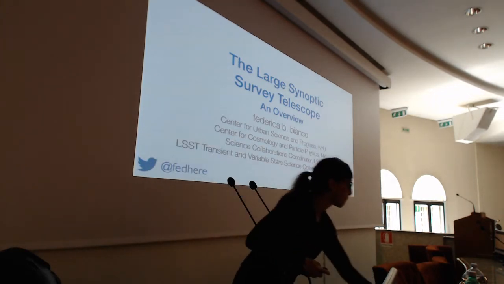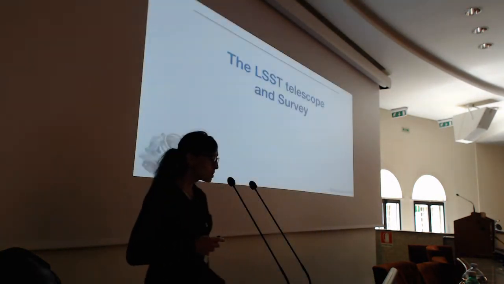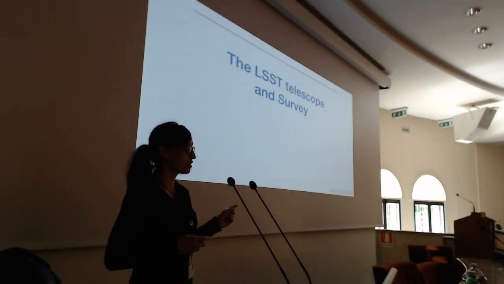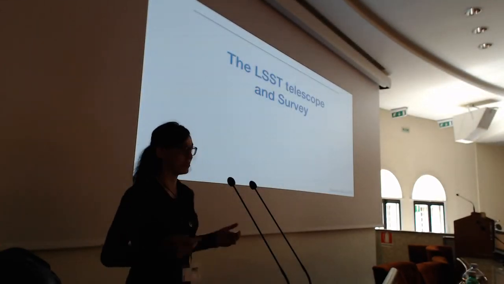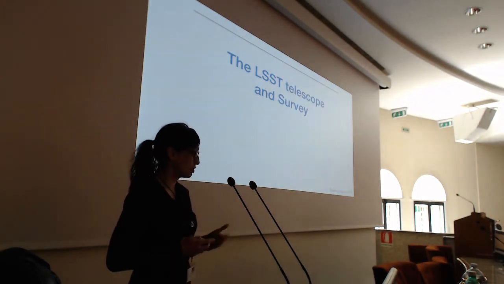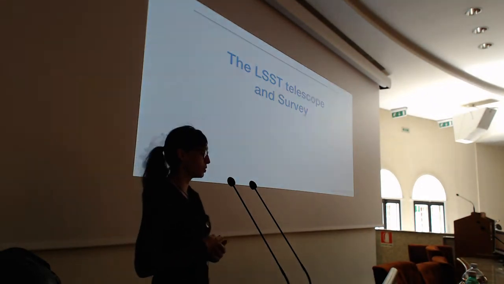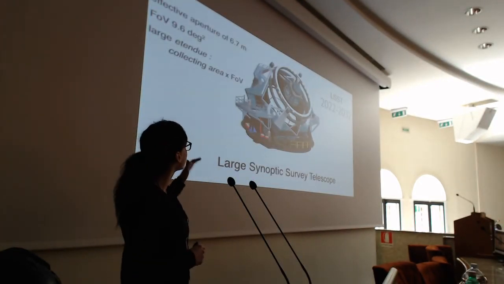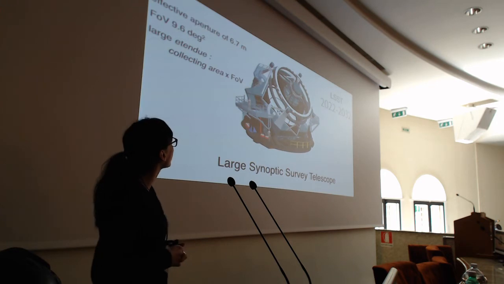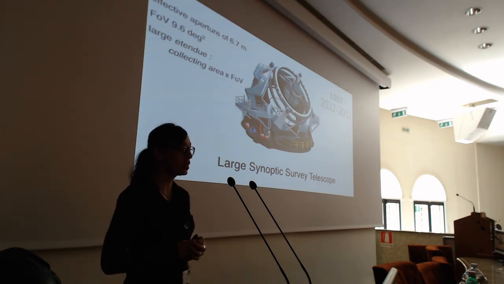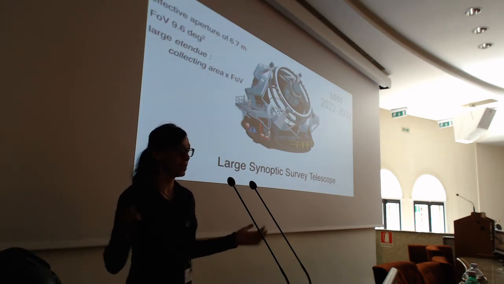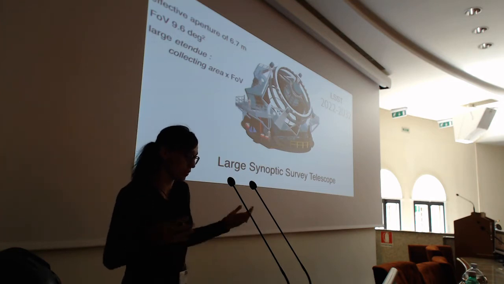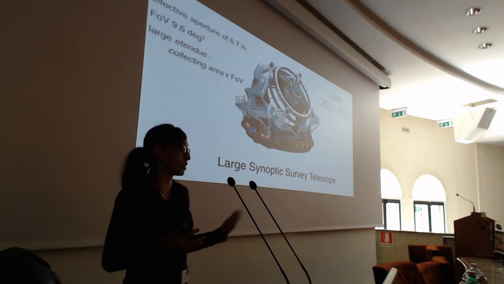So let's begin. LSST stands for Large Synoptic Survey Telescope, but really we don't talk a lot about the telescope. We talk mostly about the survey because that's more interesting. Just to give you a little bit of a recap about the telescope, it's a relatively small telescope, 6.7 meter effective aperture. Actually, it's 8 meters aperture. Field of view is 9.6 square degrees. That's a pretty stunning number. And it has a large etendue, which is the collecting area times the field of view. So effectively, it means it has a large field of view and a very high resolution.